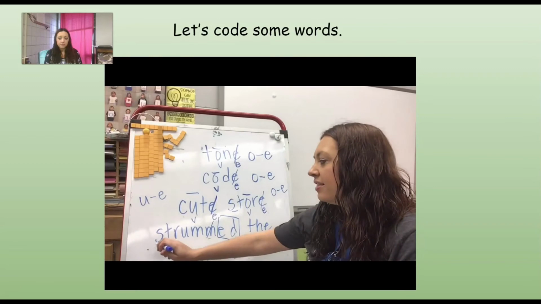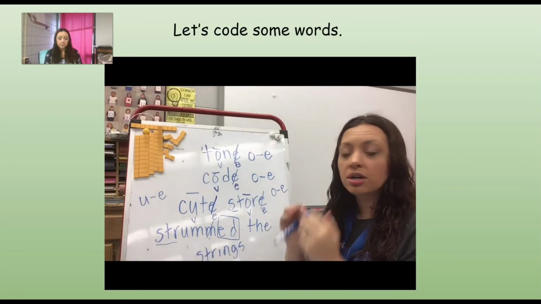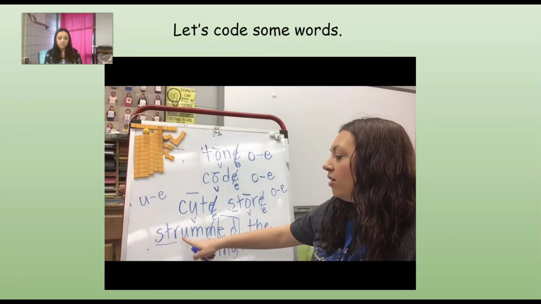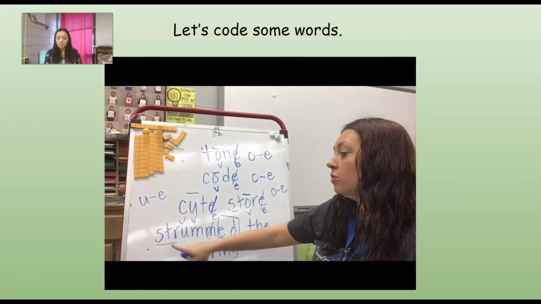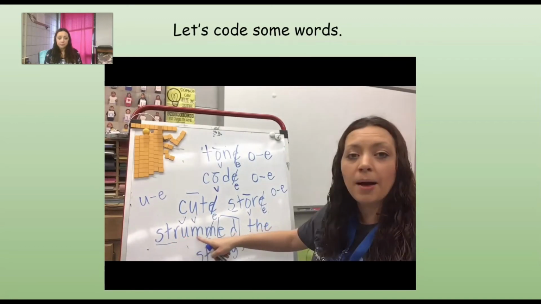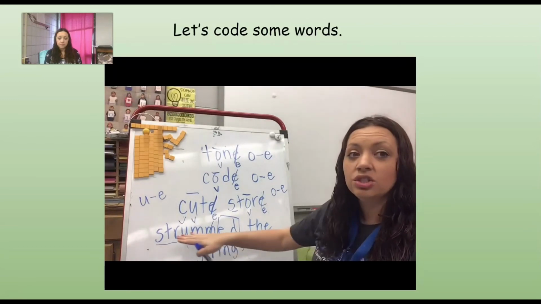And then it's got that STR that's going to blend together and say stir. So now I can sound it out once I know that my vowel is in front of my consonant and it's short. So stir, strum. Very good. And then I add that D, strum.